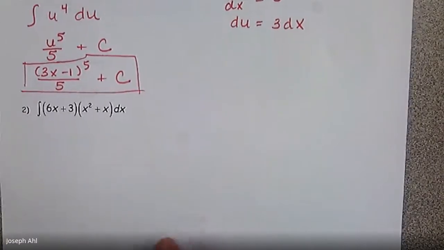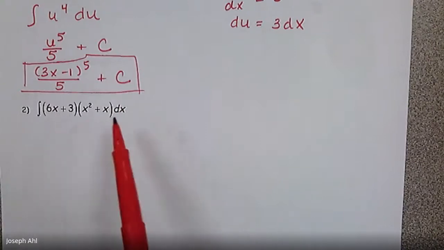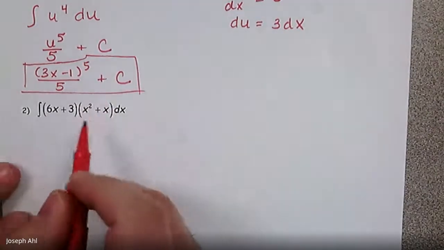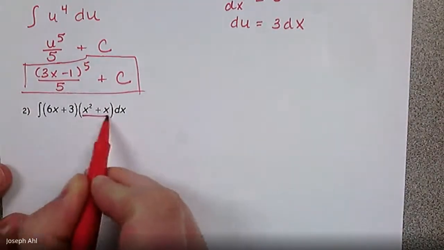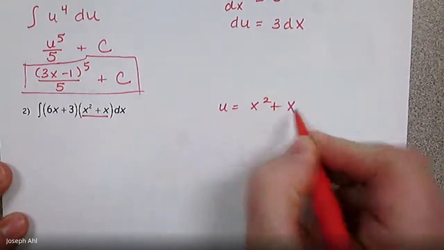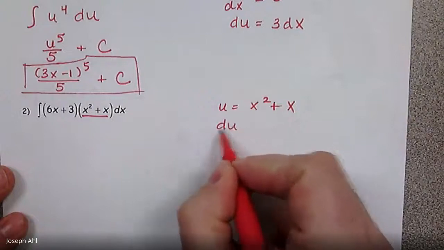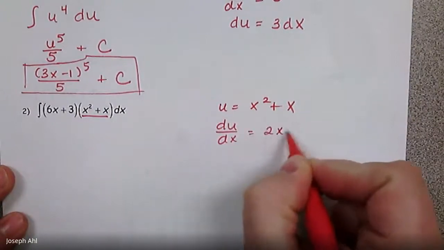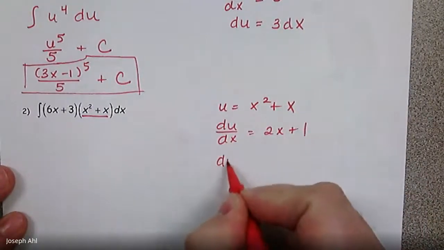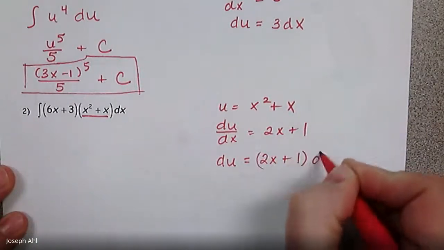So if we take a look at number 2, taking a look at the product of these two functions, although in this instance we probably could multiply these out and then find the derivative of that expression, it might be a little bit faster to recognize that if we consider this to be u, x squared plus x, our du dx expression would be 2x plus 1. Therefore, du would be 2x plus 1 dx.